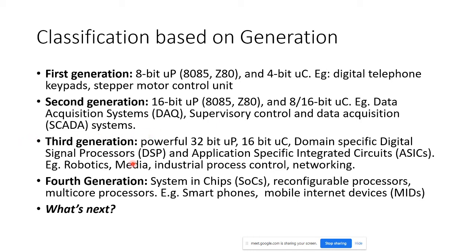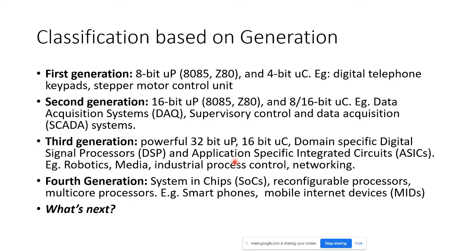Third generation includes your DSPs. These are like 32-bit microprocessors or 16-bit microcontrollers. The digital signal processors handle signal processing like video streaming, audio streaming, all these signals, right? Those come under this. And you also have application specific integrated circuits. These are ASICs. They are not general purpose microprocessors. These processors are specifically designed for a particular application.